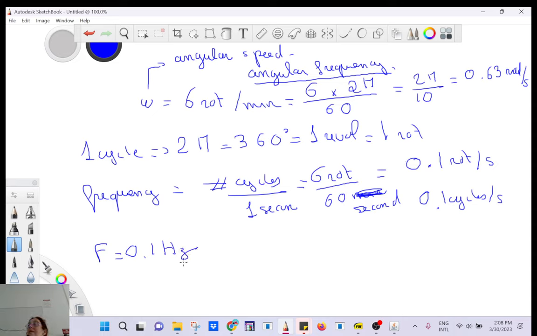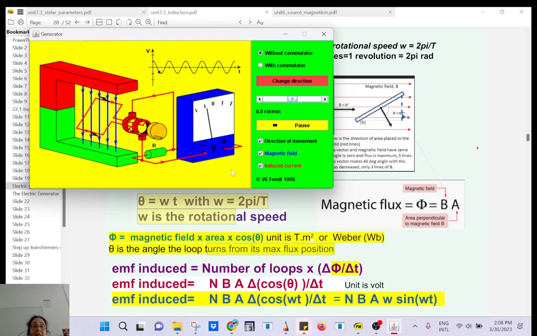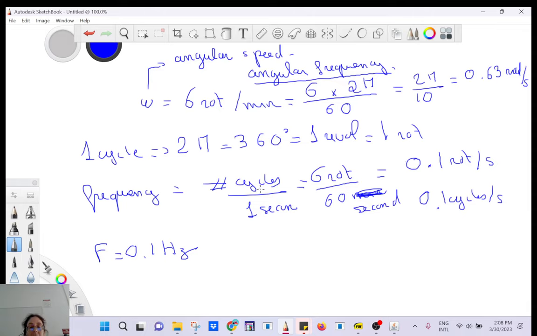Is that clear? What does it mean? It means that the electricity here, if you connect that to a light bulb, it's going to go on, off, 0.1 times per second. How fast is it going to be turning on and off? So you can also find how many cycles. It goes very slow, but it's fine.